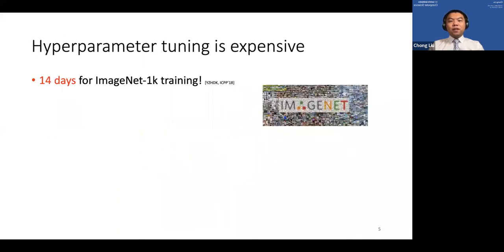But the problem is that, as this paper points out, hyperparameter tuning is very expensive. For example, it usually takes about 14 days to do the ImageNet 1K training.